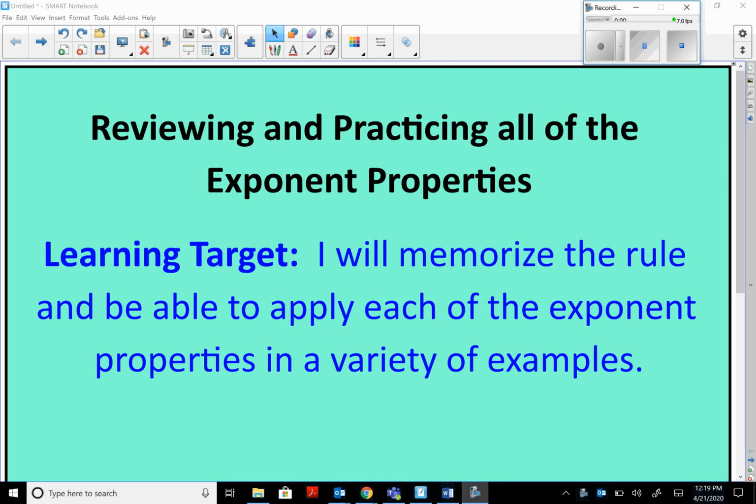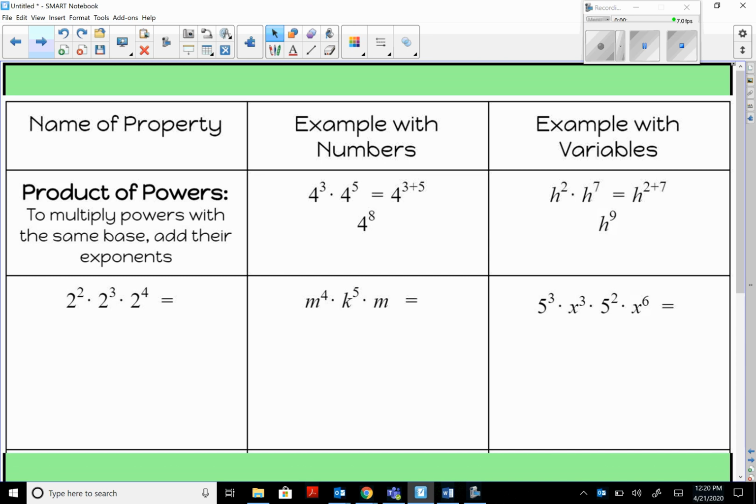So hopefully you have the sheet that I attached. If not, make sure you jot down some notes on a separate sheet of paper. But we're going to go through each property. You'll notice on your sheet that I've defined the property, and then I've given you an example with numbers and an example with variables. So the first one that we're going to review is the product of powers property.